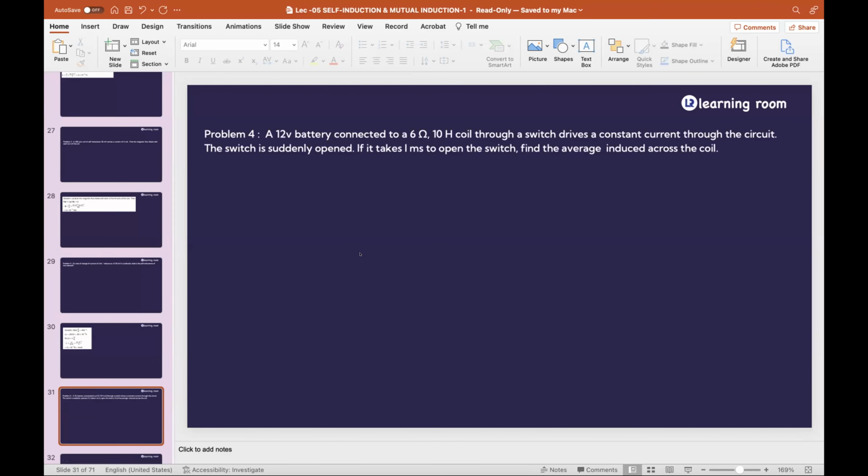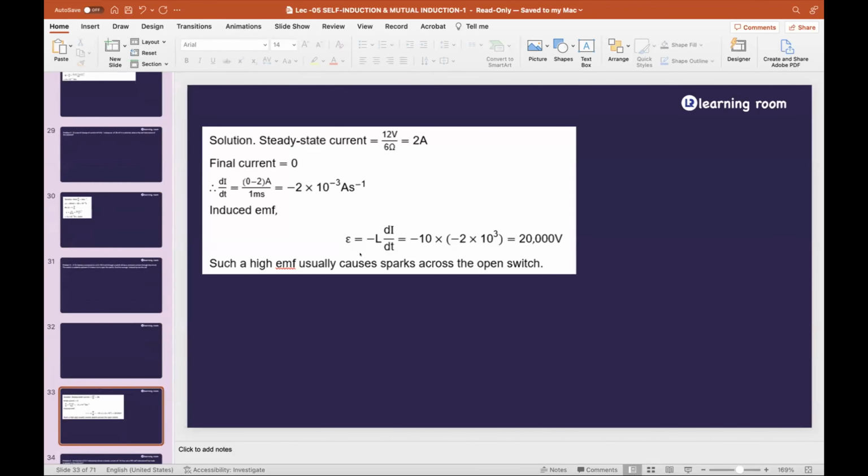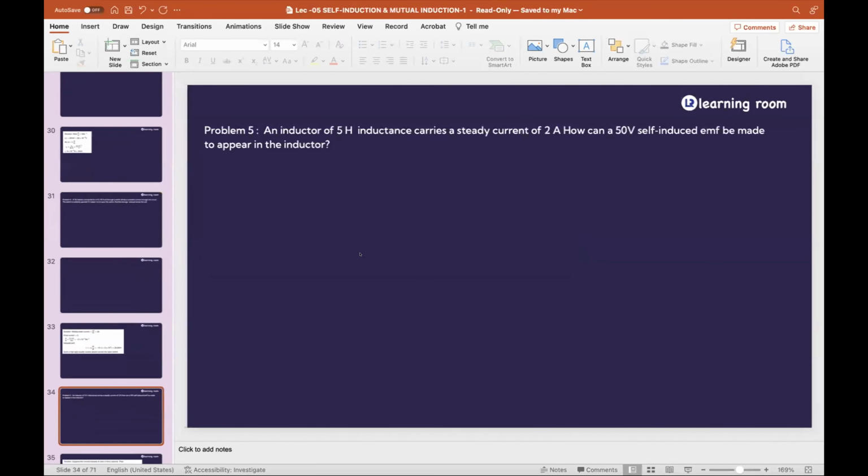So the next question is, there is a 12-volt battery. Okay, this one you can't solve it. It is based on series parallel. Now try this. Listen to this question.